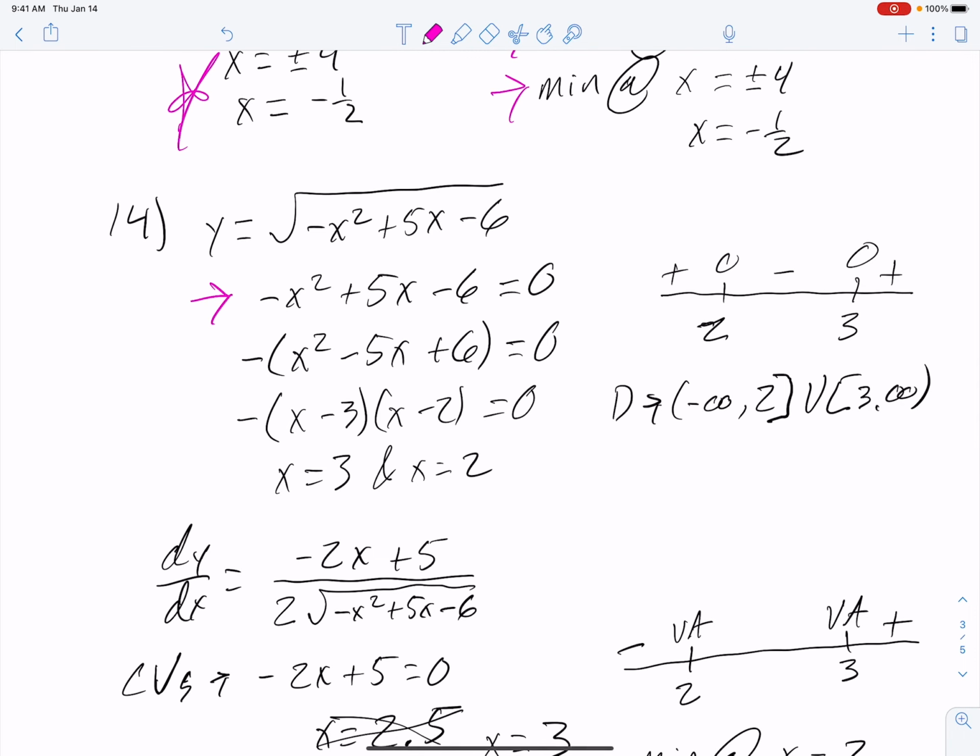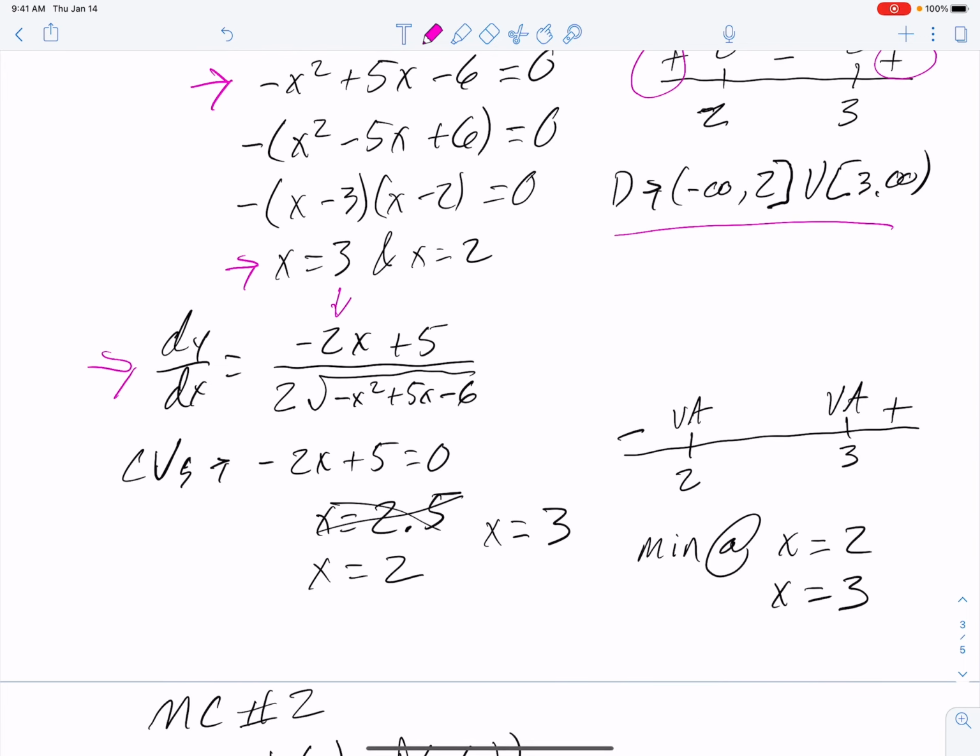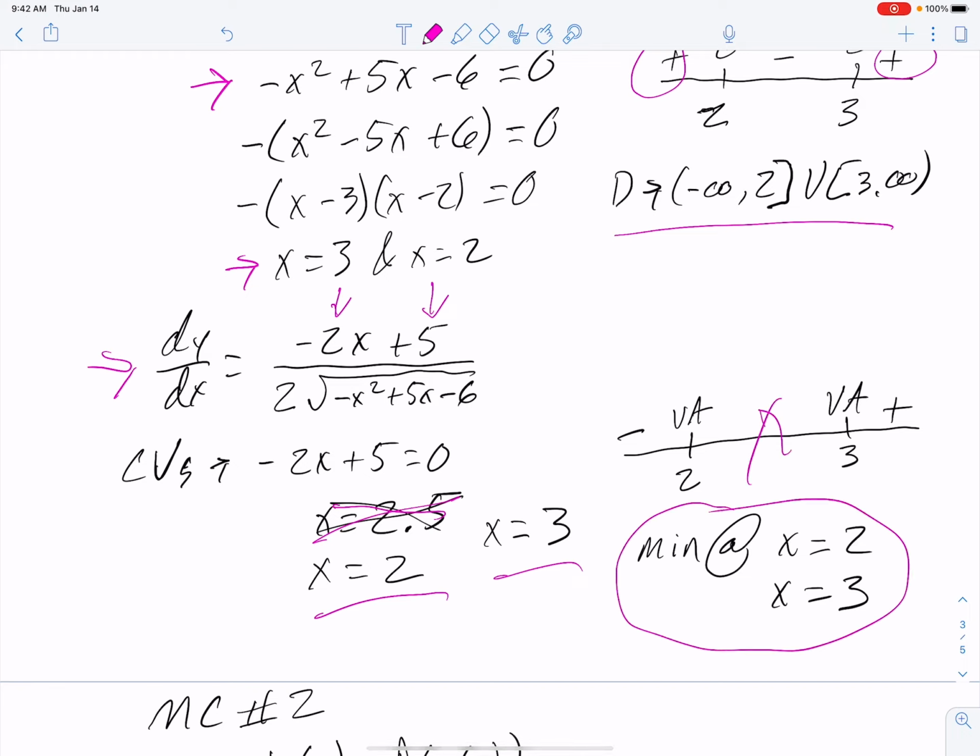I set my original function inside the radical equal to 0. Find my zeros, which I know are also going to be critical values. Make my sign pattern again. This is of the function inside the radical, not the entire radical. And now I know my domain. Found my derivative. Careful, don't simplify the negative 2 and the 2 because we can't take 2 out of 5. Set my numerator equal to 0 and get 2.5, but 2.5 is not in my domain, so my only critical values were the values that made my original function equal 0, and I know that they, in this case, give us minimums.